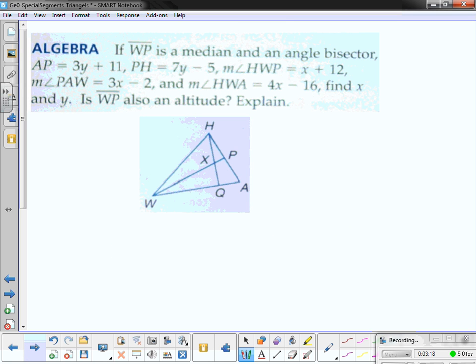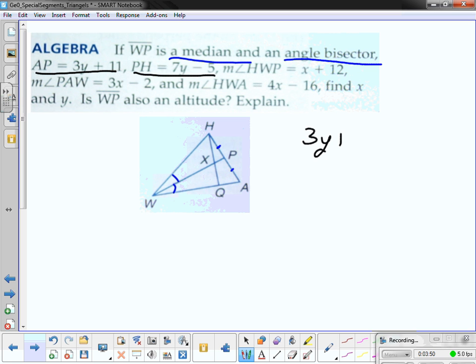Now let's switch the problem up. What if WP is a median and an angle bisector? If it's an angle bisector, that means it cuts that angle, HWA, into two equal angles. And if it's a median, that means HP and PA have to be equal. So with that being said, let's see what we got. We're given that AP is 3y plus 11 and PH is 7y minus 5. Well, those two have to be equal.